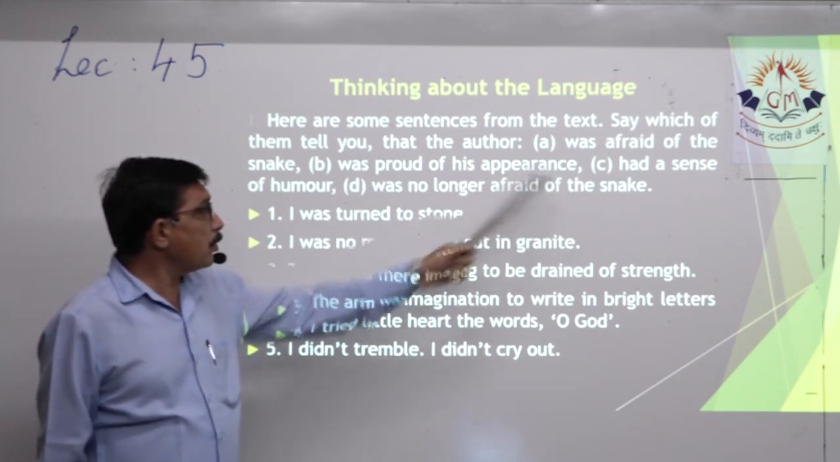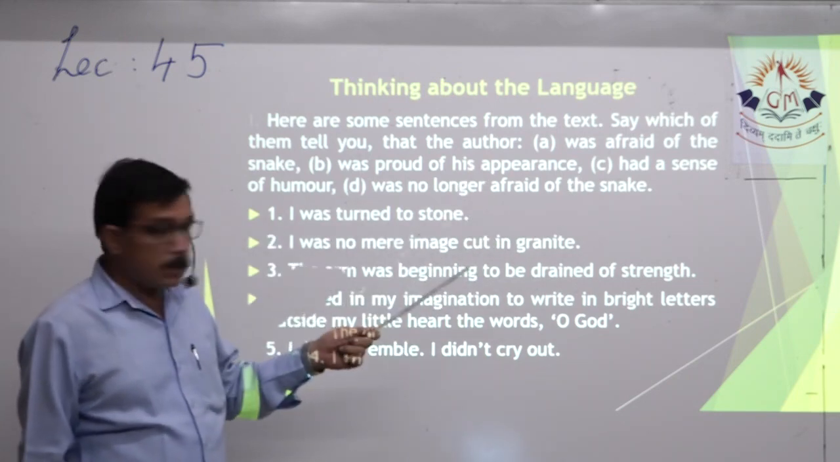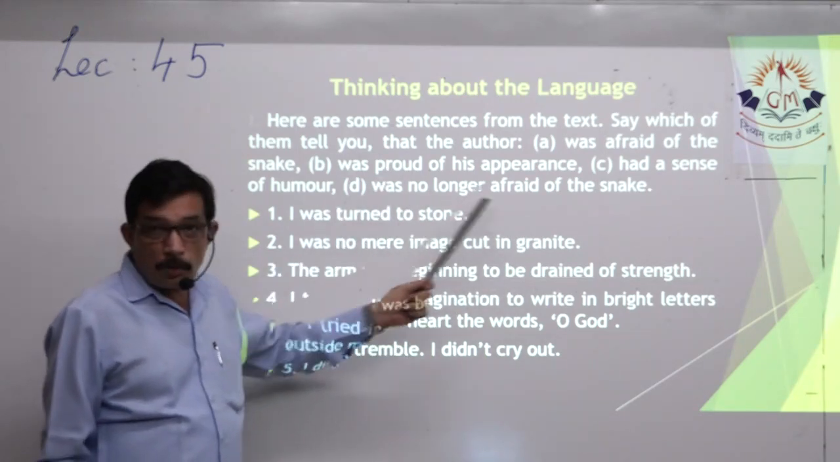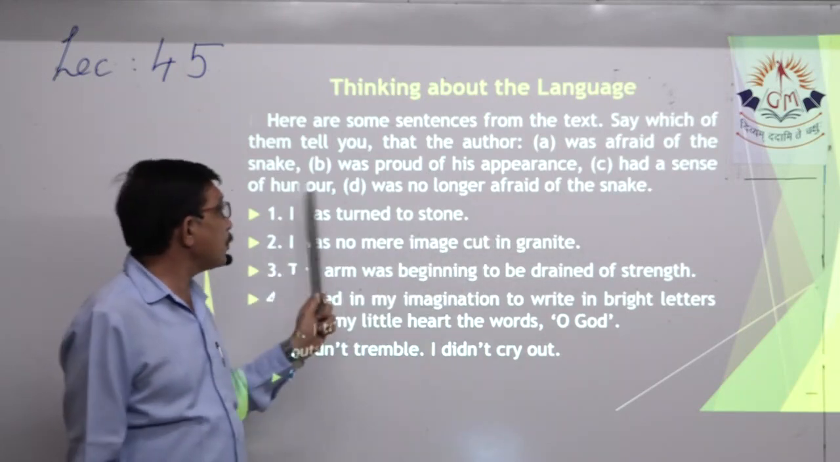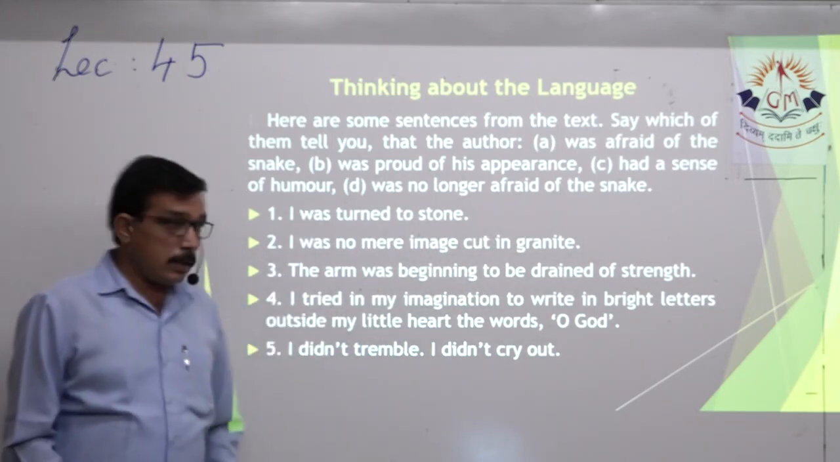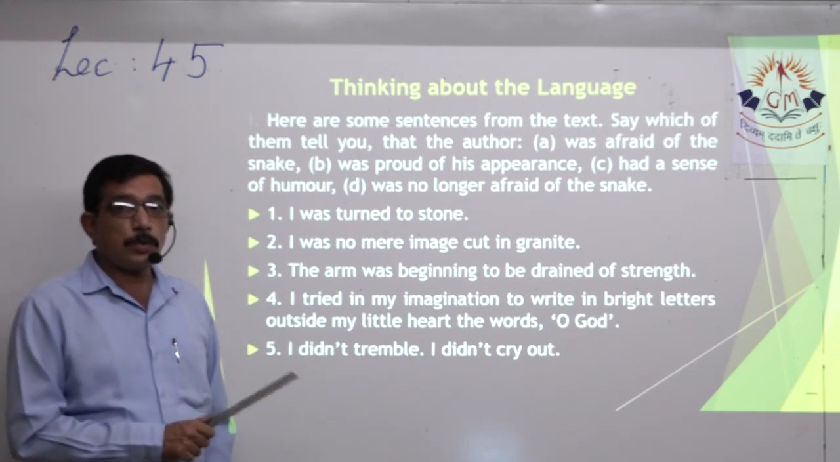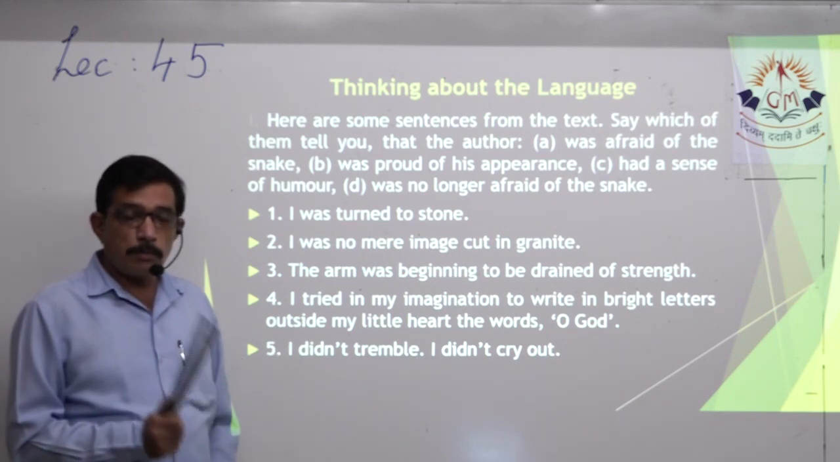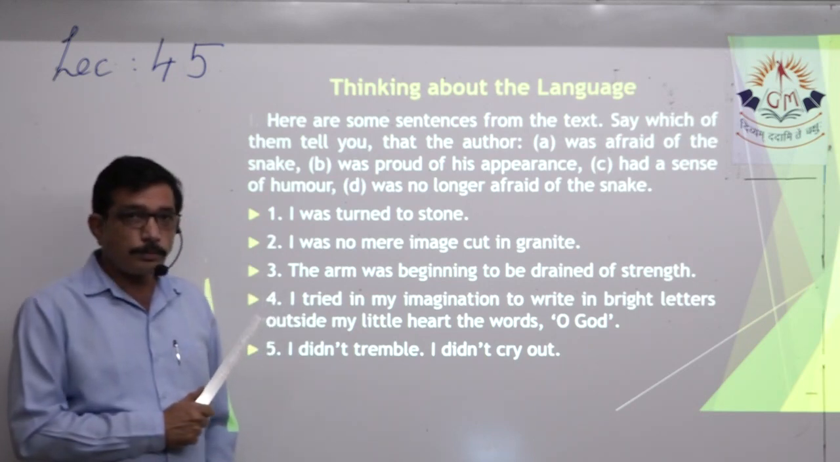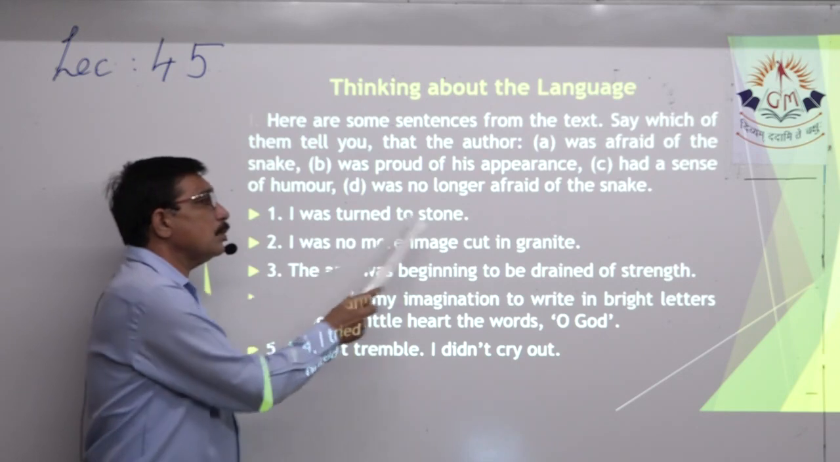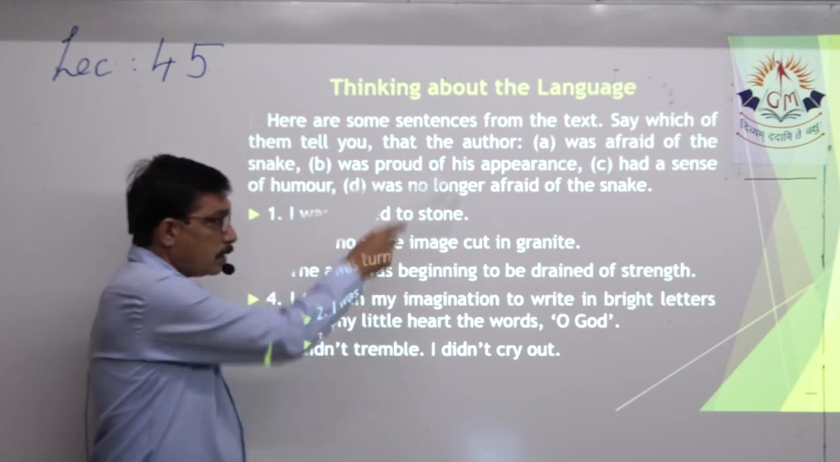Now, out of these four options, that means, was he afraid of the snake, was he no longer afraid of the snake, or whether he was proud of his appearance or had a sense of humor. Which is that? So we'll do the answers also here, right? So don't be in a hurry, just open your material and come to this page where this exercise is given. By looking at I was turned to stone, what does it indicate out of these four?